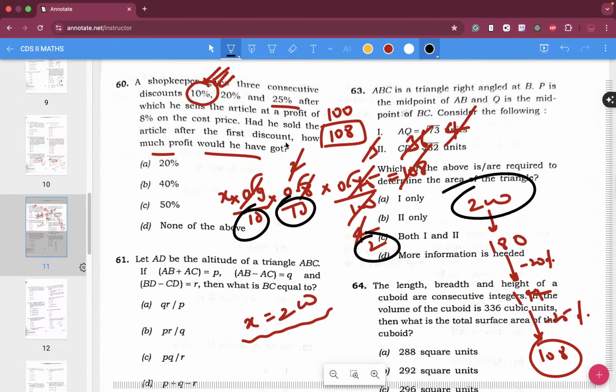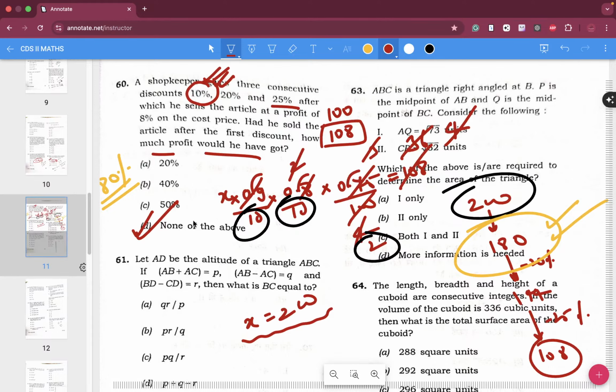Now, had he sold the article after the first discount, he would have sold it for 180 rupees. How much profit would he have got? He would have got 80% profit. None of the answers are 80%, so we will boldly tick D. Don't feel bad about ticking none of these. Mathematically, it is proven over here that D is the correct answer. 80%, we don't have such an answer. You can't help it.